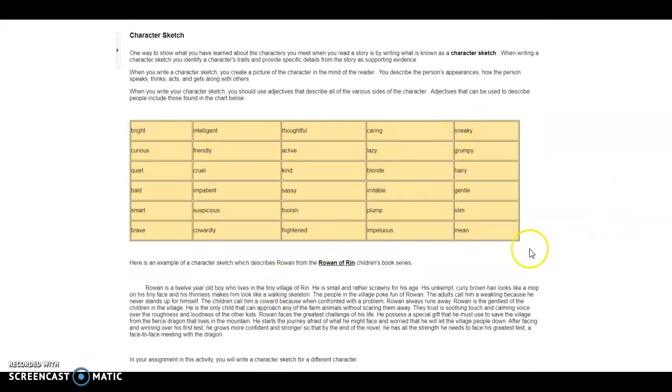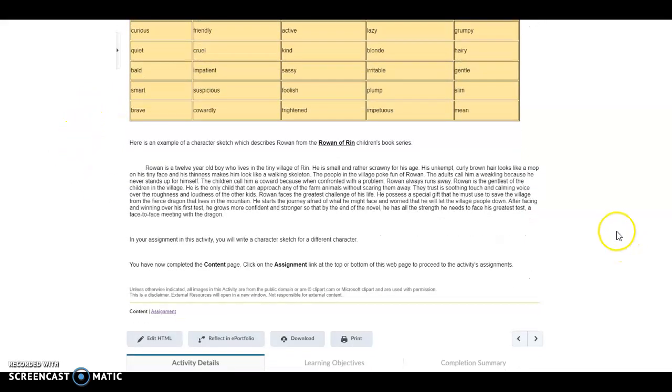We just looked at a character sketch of a boy named Stanley. Now we're going to look at some words that you can use when describing a character. These are all going to be adjectives, so they're going to be different types of character traits. So intelligence, curiosity, foolish, gentle. These are all words you can use to describe a character. Ultimately, you're going to have to write your own character sketch for a character in a story in the assignment.